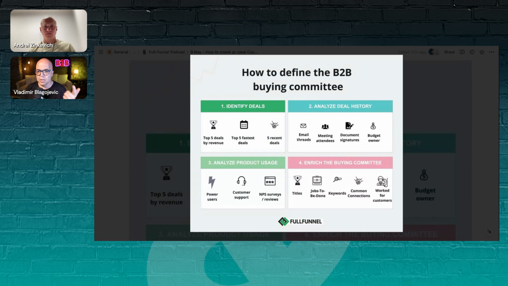Maybe you can do a quick search in the calendar with that account domain, so that you can see whether you, or your salespeople, had meetings with them. And you can also look at things like the signatures on the documents, who was signing the documents, whether that's a contract or another document. That will also be helpful for you to understand who is the actual person who was asked to approve the deal, and who might also, in this case, be the budget owner.